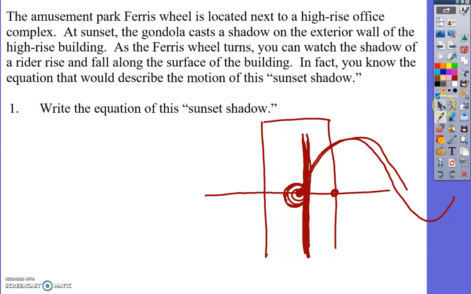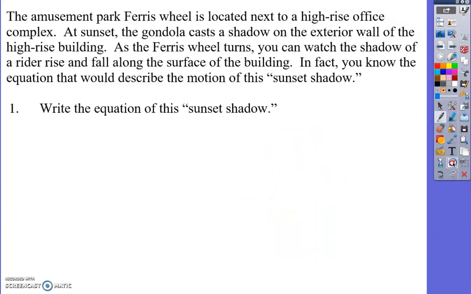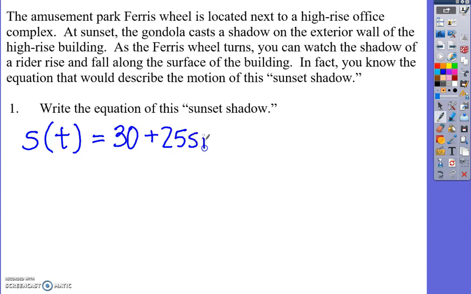So let's see what we remember. This is the same thing that we've done for a while. So this will be sunset shadow. We're going to use S of t equals the distance moved off the ground, 30, plus the radius times the sine of what? Our other fact was 20 seconds to go 360 degrees, so 360 divided by 20 equals 18. So we've got 18t in here, and that's our sunset shadow.